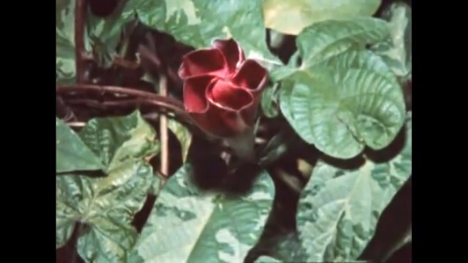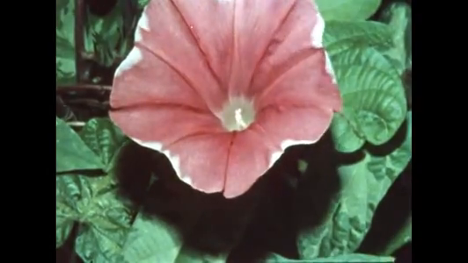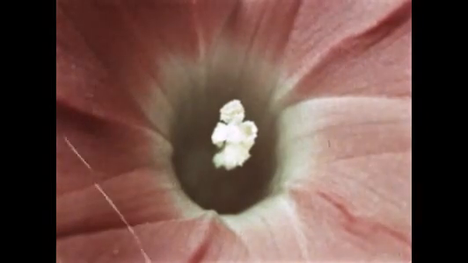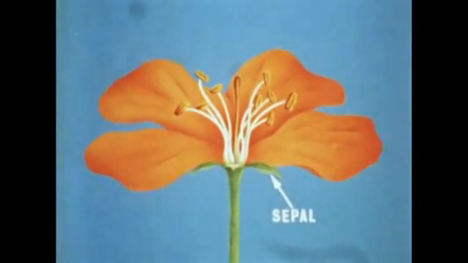Many seed plants have beautiful flowers, but a flower is important for more than its beauty. It is a necessary part of the plant's life cycle. Flowers grow in a great variety of sizes, shapes, and colors, but they all have the same basic parts. The outer ring is made up of leaf-like structures called sepals. The sepals protect the flower when it is still a bud.